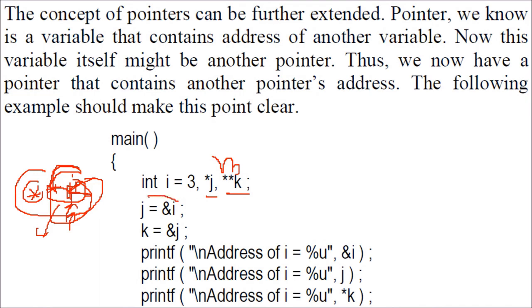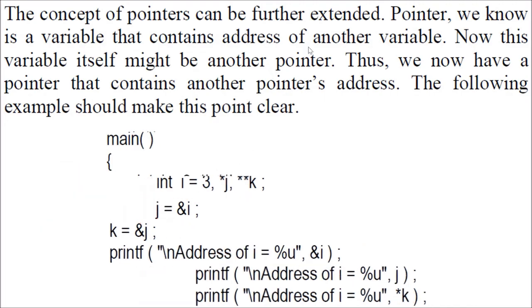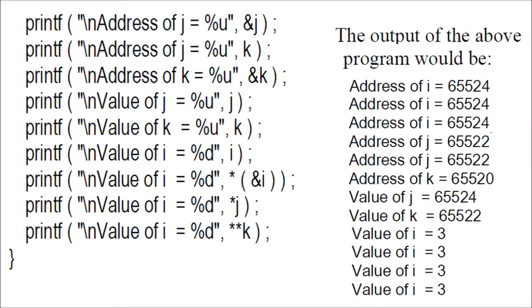i is keeping the value, j is keeping the address of i, k is keeping the address of j. So when you print the address of i, say that is 65524, it will come. What is the address of i, j? Again 65524. What is the value which is kept by k, which is the address of j? So that will be 65522, say. Now what? 65524. Let me go back.